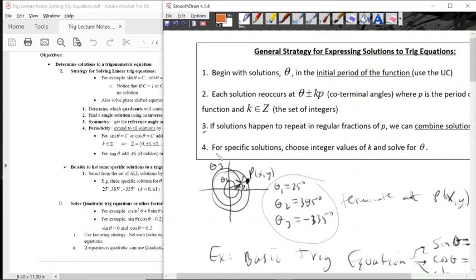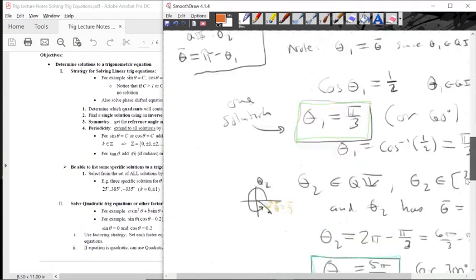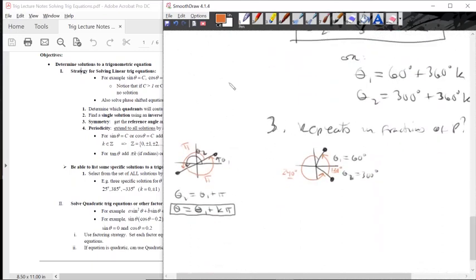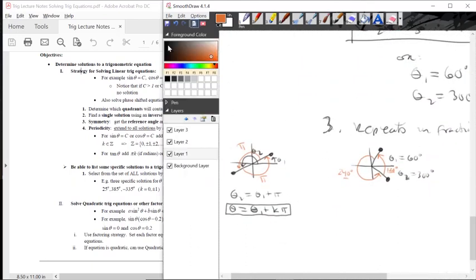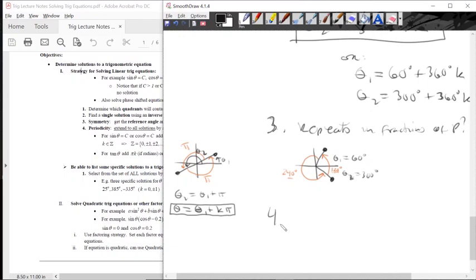Okay. 4. For specific solutions, choose integer values of k and solve for theta. So this is if we were asked to find specific solutions, we could do so. So let's say we wanted to list 4 specific solutions to the equation 2 cosine theta minus 1 is equal to 0. Let's say we wanted to do that.